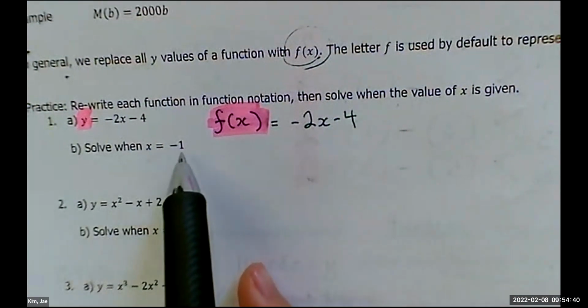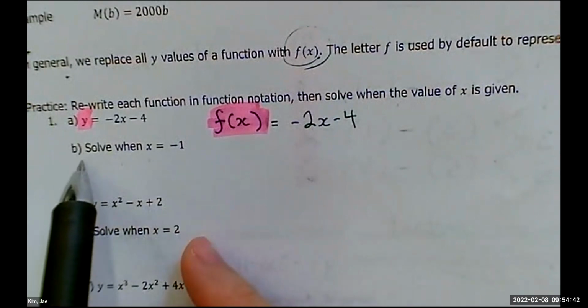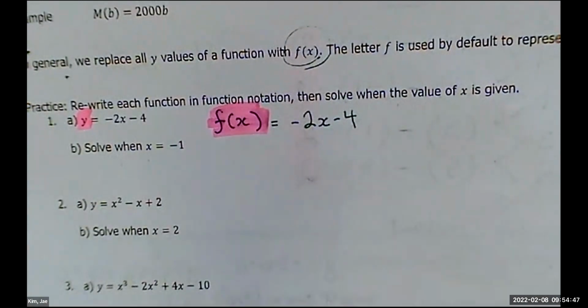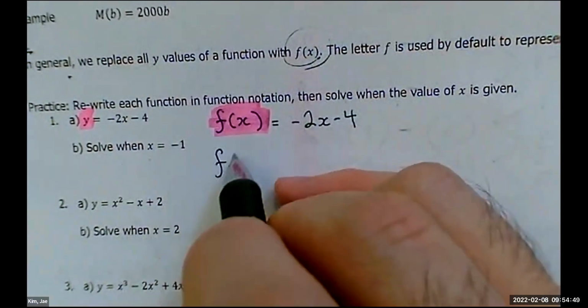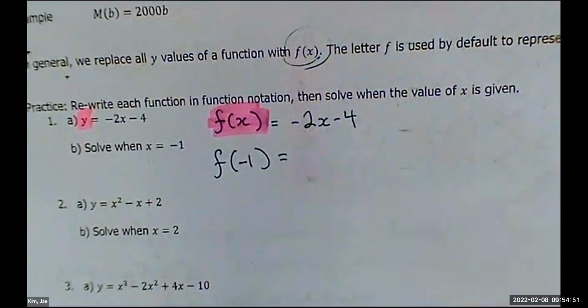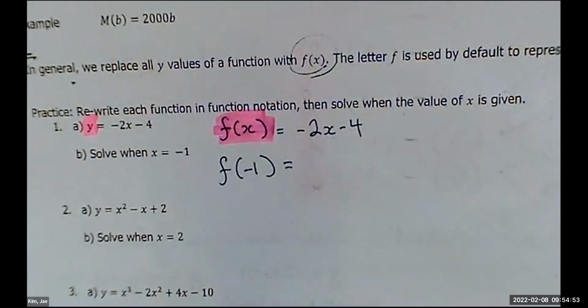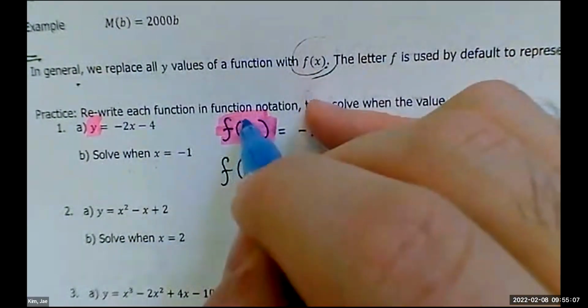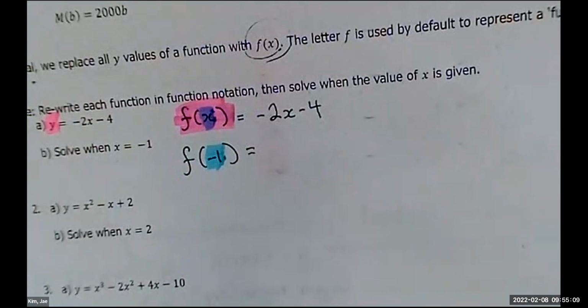Solve when x equals -1. Mathematicians don't want to write the sentence every time. So do you know what they do instead? They do that. You see why that might be a bit more attractive for mathematicians? Instead of writing solve when x equals -1, they put the -1 where the x used to be.